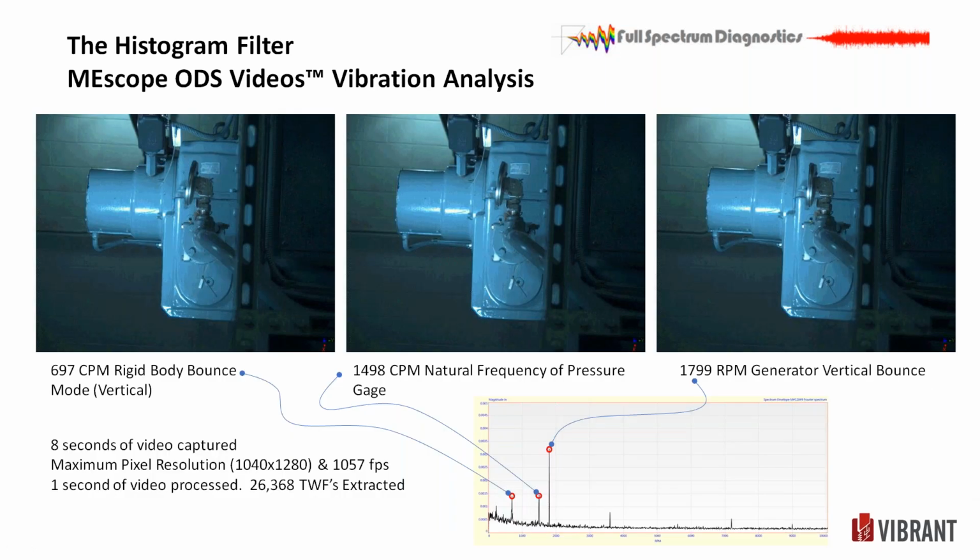It'll look something like this. So remember I said we get spectrum and we get time waveforms. This is the spectrum, one of the 26,000 that was generated.